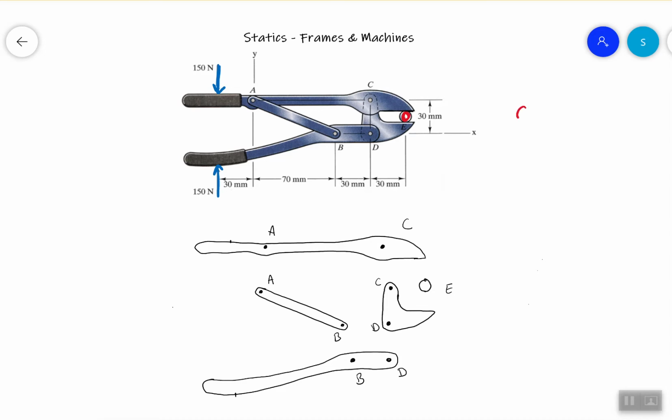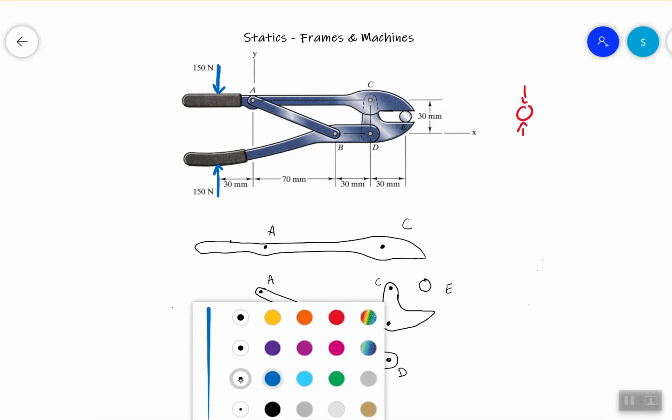Okay, so if the force on the cylinder is in this direction, it means that the force of the cylinder is in the other direction. But let's do one step at a time. The first thing I did is I split all the parts of this tool to make free body diagrams. And I will do all the free body diagrams with you, and after that we will pick the free body diagram that will help us to solve one unknown at a time. Okay, so let's do this slowly.